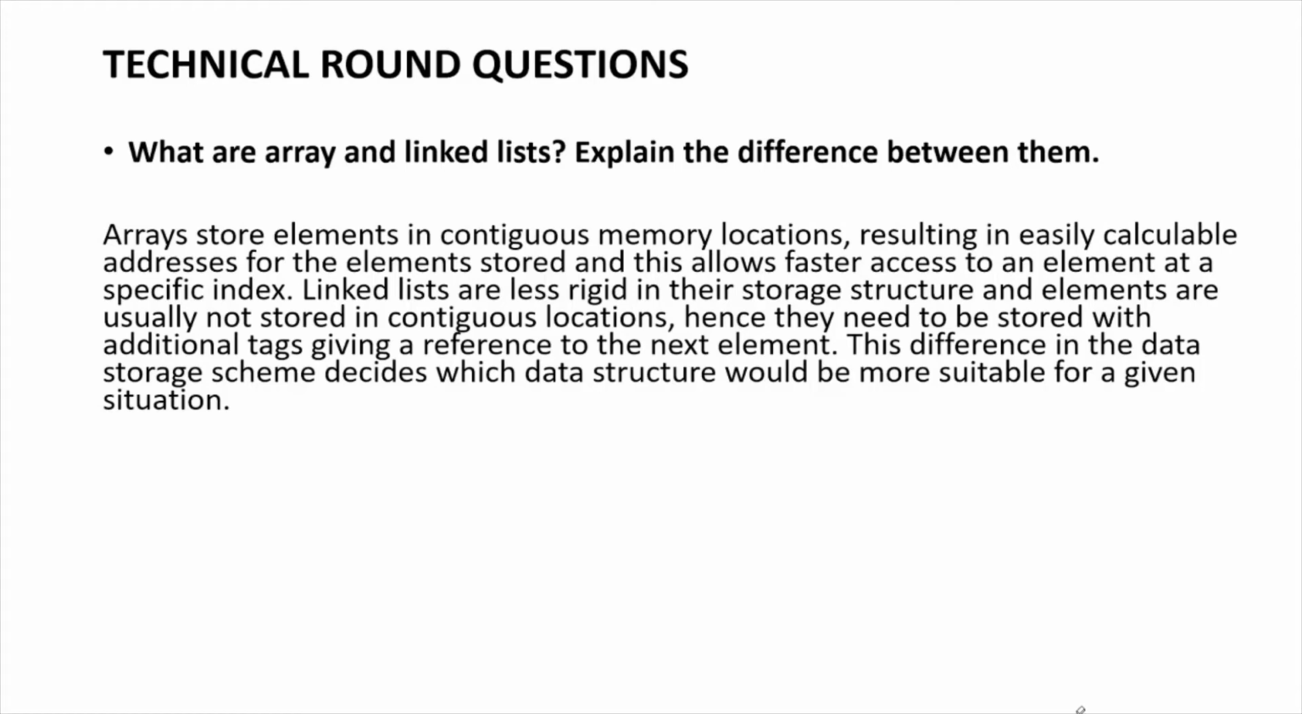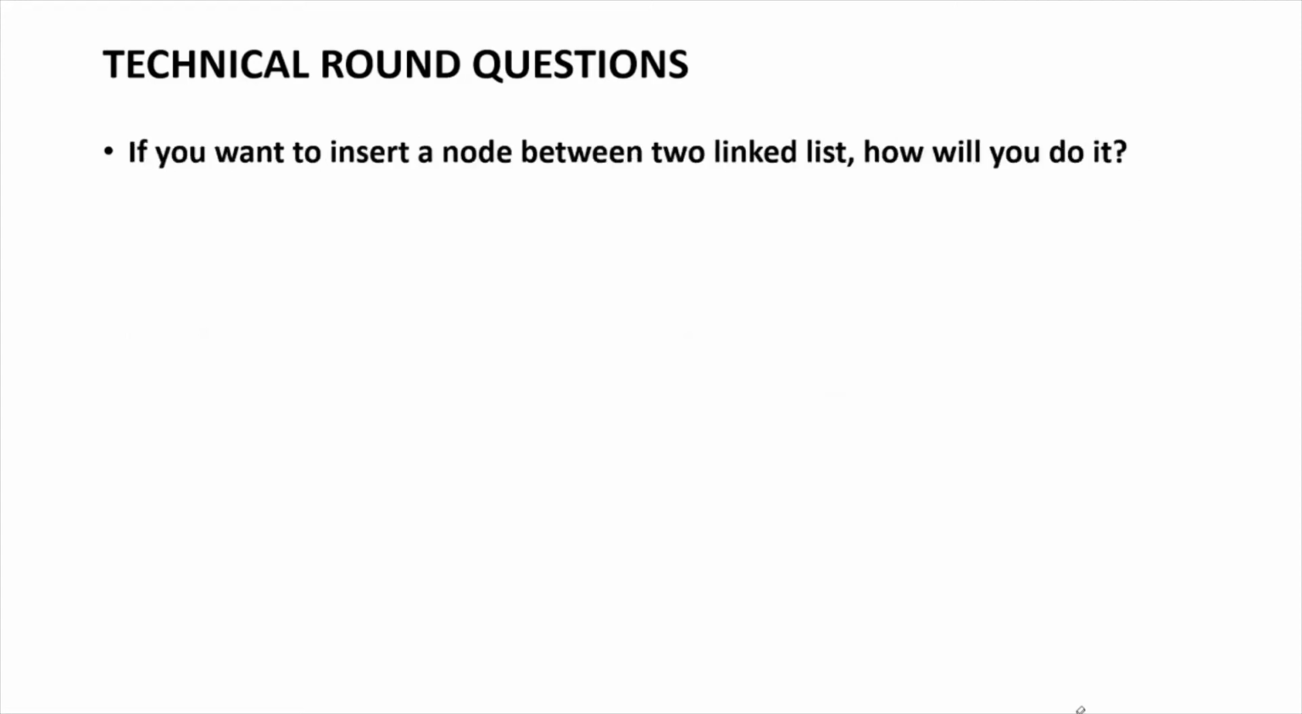Whereas linked lists are less rigid in their storage structure, and elements are not usually stored in contiguous locations. Hence they need to be stored with additional tags giving a reference to the next element. So we know that a node of a linked list has the element section and the next pointer, which gives the pointer to the next element. This difference in data storage schemes decides which data structure would be more suitable for a given situation. There are different situations based on which we can use an array or a linked list. Okay, so let's move on to the next question.